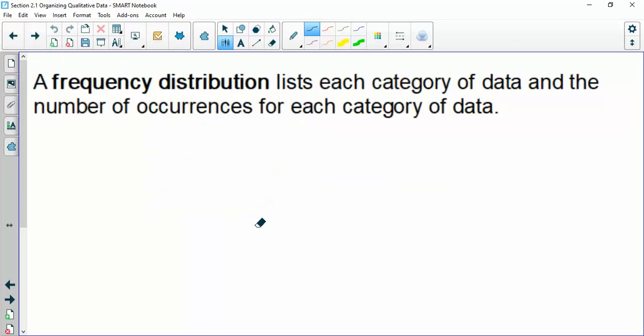So a lot of times you might be asked to make a frequency distribution, and that's really just a table where you list each category and the number of times it occurs. So it might be, I asked, what did you have for lunch today? And your different options were pizza, salad, whatever. And I just marked how many people answered each of those different things.